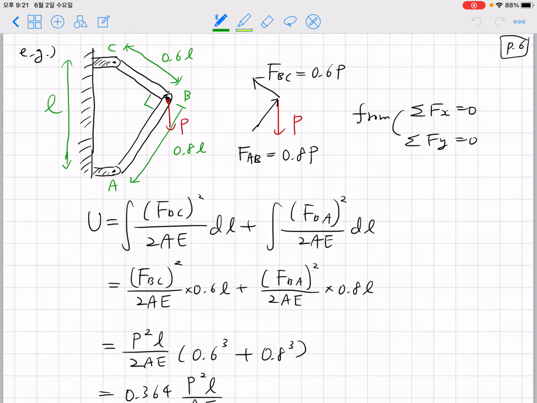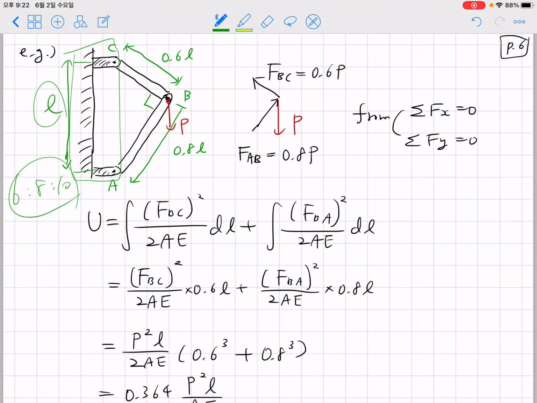Okay, so let's solve one more example problem. Here we consider a triangular structure. So this is a rigid wall and rigid support, and you have the distance between C and A point as L, and the distance between C and B, a two force member, is 0.6 L, and the distance between A and B, another two force member, is given as 0.8 L. So you can see that this is a typical 6, 8, 10 ratio, which means that we can get an easier solution by using the Pythagoras theorem.